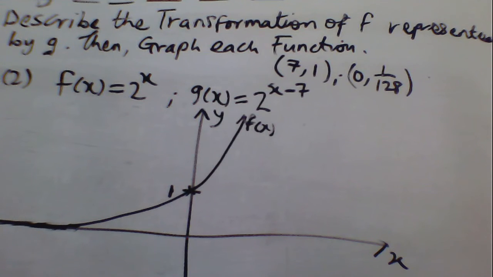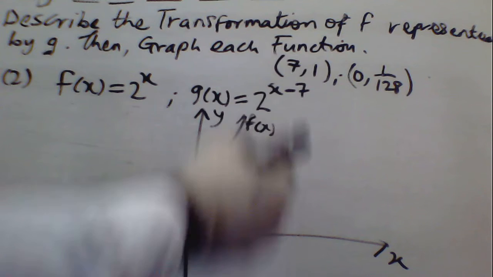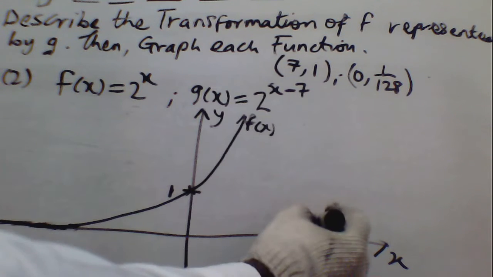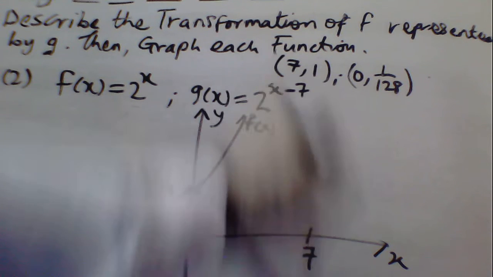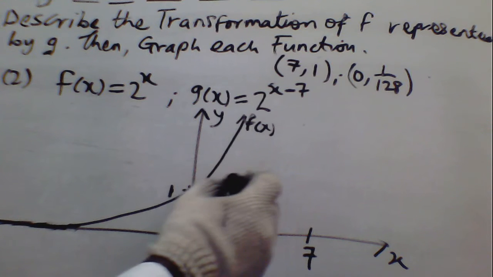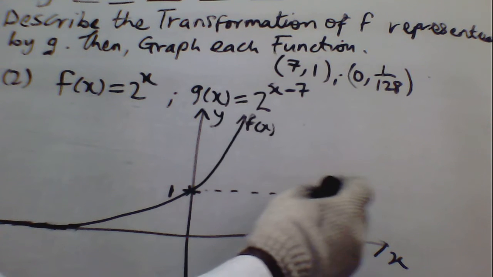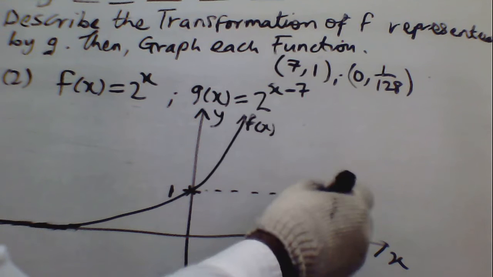So in this case, we have 7 here because we are told that by our description of the transformation, the graph of g of x moves 7 units to the right. So from here, when x is 7, y is equal to 1. I can draw here. So they meet somewhere here. This is where they meet.